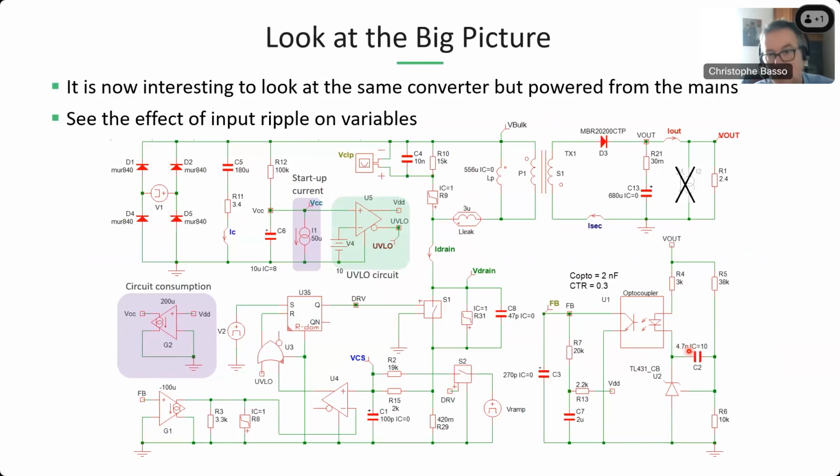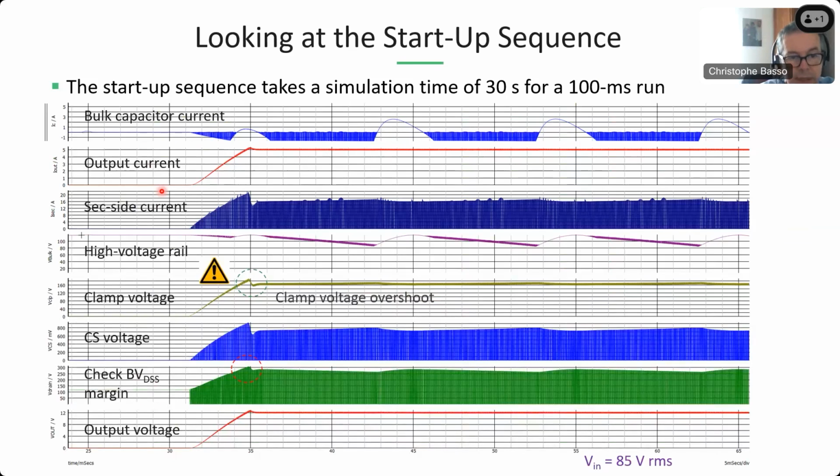Here, with Simplis, I can run the entire converter now, directly supplied from the AC mains. I could add the front-end filter, for instance, and look at the whole picture during the startup sequence. I can see that I have a small overshoot on the clamp voltage, which is normal. Is it enough or is it safe? I'm not sure, depending on the limits I've set, but this is the kind of thing you want to look at.